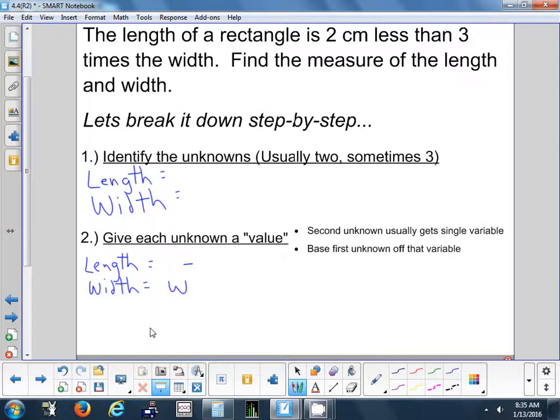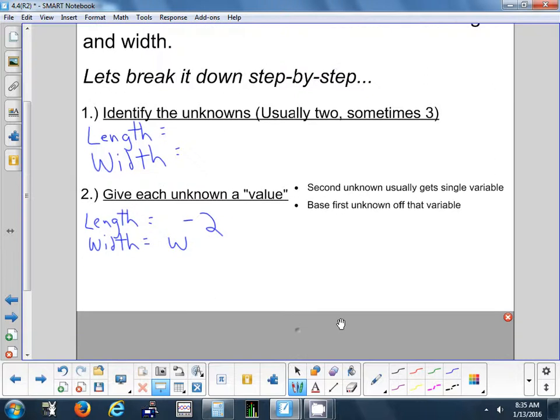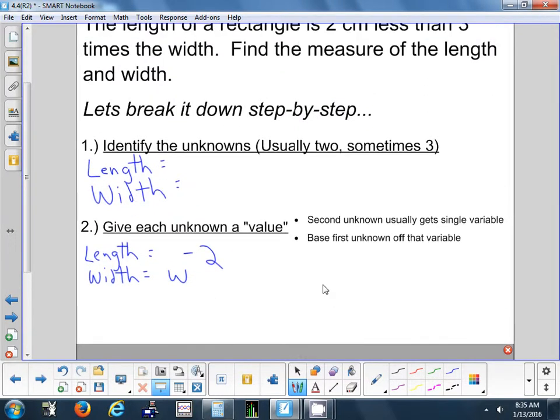After this minus, what am I going to put? Nope. Less than 2. So minus what, Rosie? Minus 2. Remember, it's a less than. It's got to be the second part. So it's minus whatever number is given. So it's minus 2. Now let's go back up.